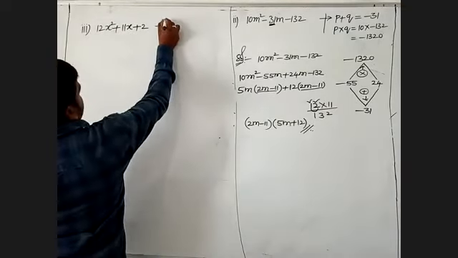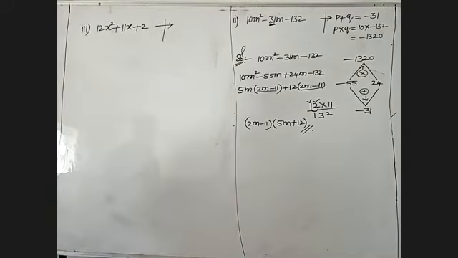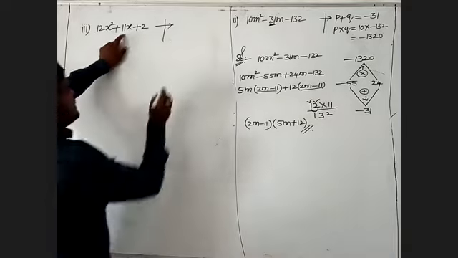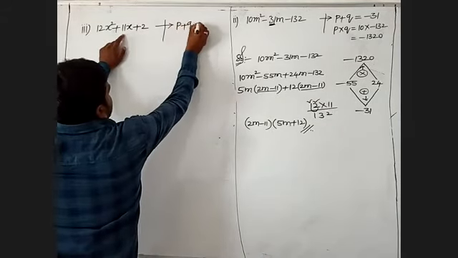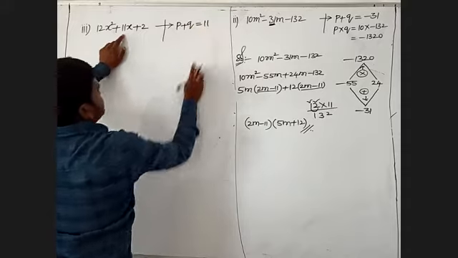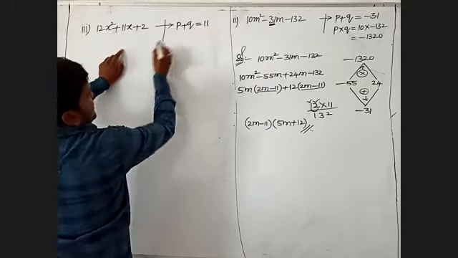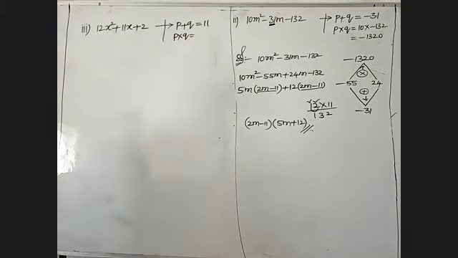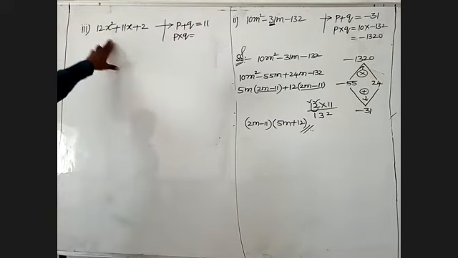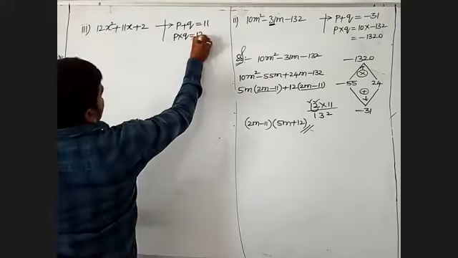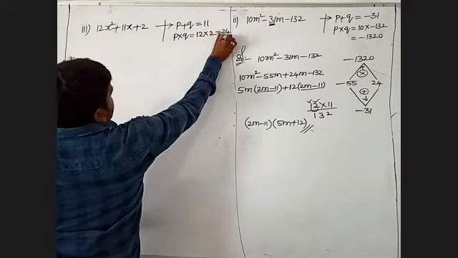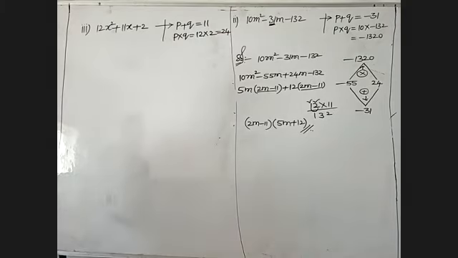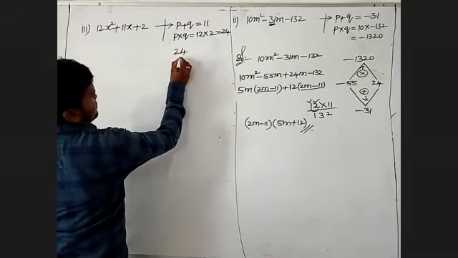In this one, we'll take the middle one, p plus q will be 11. After that we'll take the other condition, that is p into q, the product of the first term and the last term. I will write 12 into 2, that must be written as 24. Here their given product is 24. Their addition will satisfy 11.